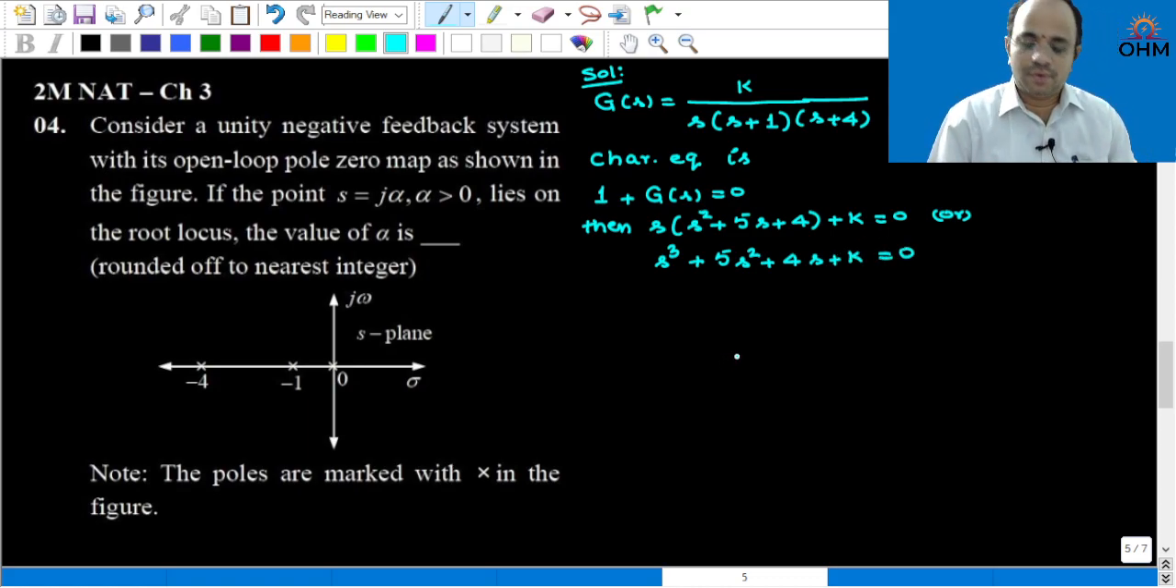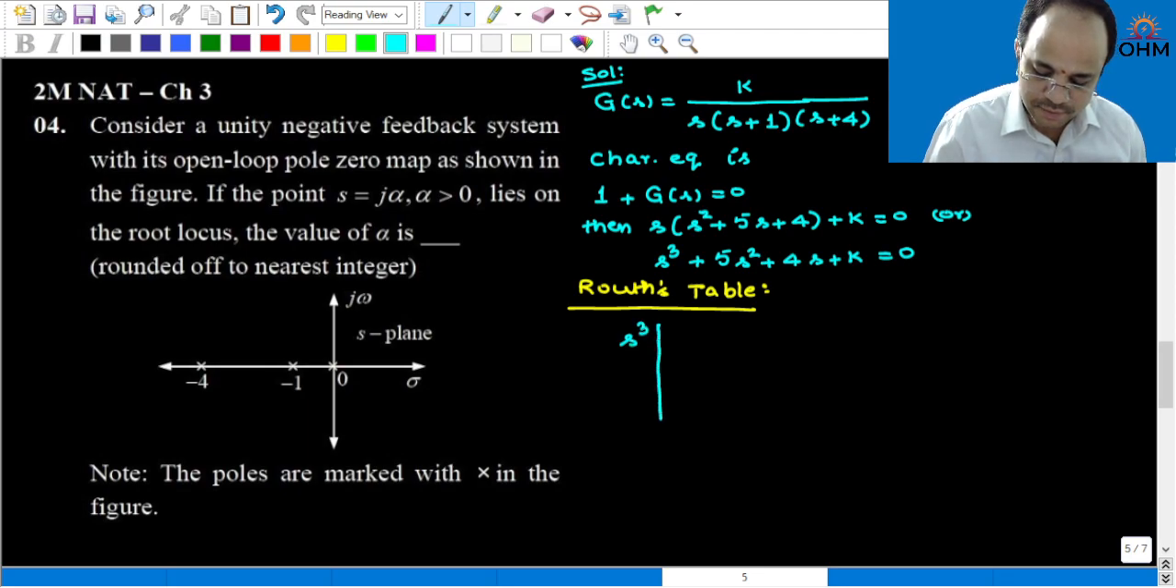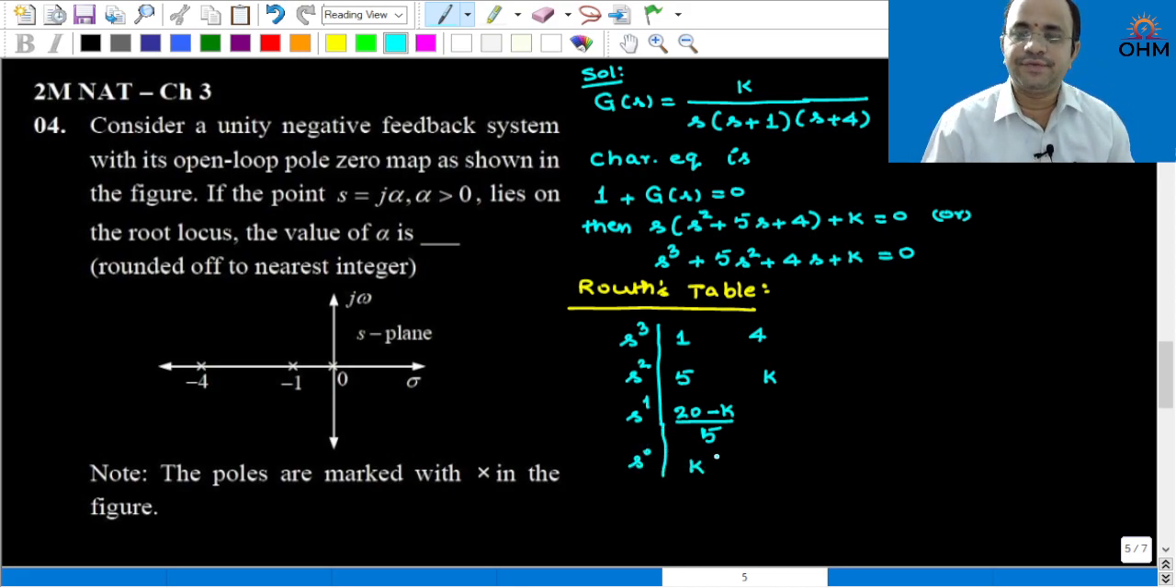Okay. Then what you have to do, let us define Routh's table. So, s cube elements 1 and 4, s square elements 5 and k, s power 1 elements 20 minus k divided by 5, and s power 0 element, it is k.